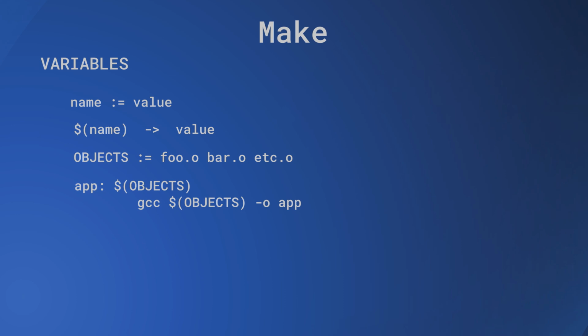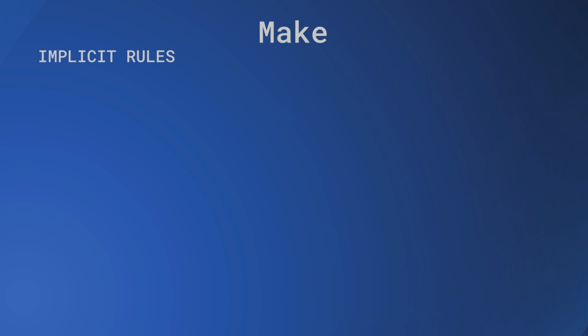That is, the target app has $(objects) as prerequisites, and the recipe for making app is gcc $(objects) -o app. The value of $(objects) is substituted, so we get a short name for foo.o, bar.o, and etc.o, and we can use $(objects) anywhere in the makefile after defining it. Till now, we have specified the exact commands in recipes for building targets, but it is not really necessary in many cases. There are implicit rules to build targets.